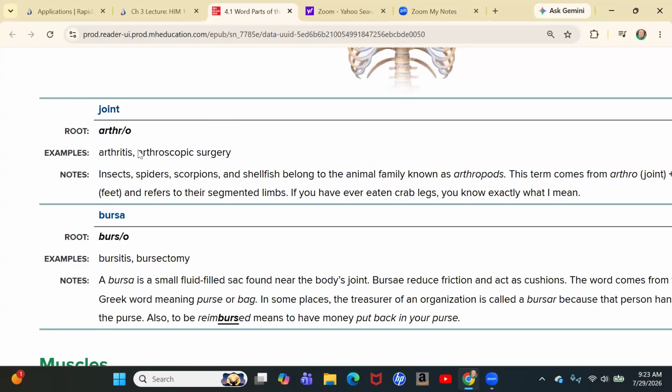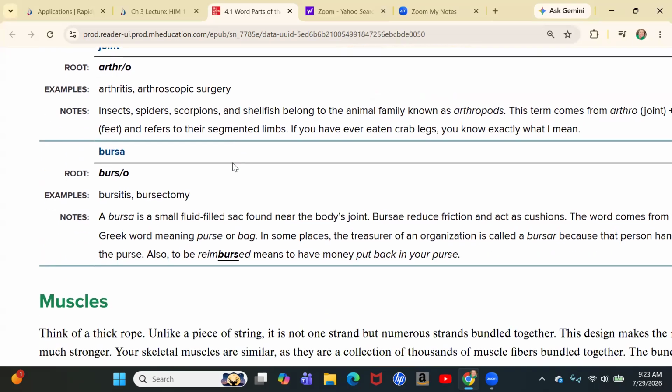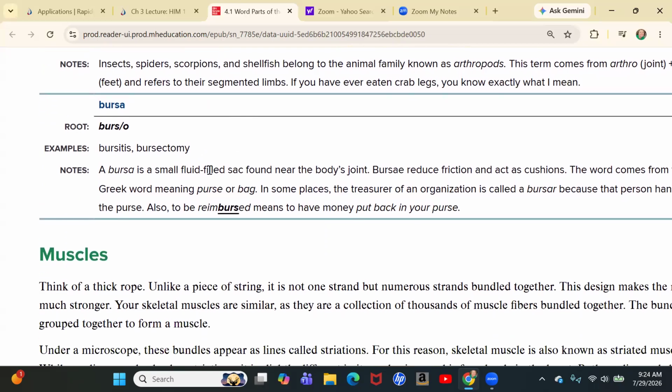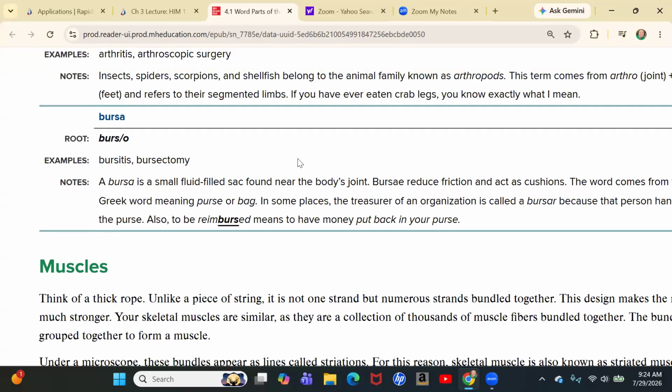Where two bones come together, that is called a joint, and the combining form for that is arthro. Also, within certain types of joints, such as your elbow and your knee, you'll have a fluid-filled sac that aids in the lubrication of the joint, the movement of the joint, and the cushion effect of the joint to reduce friction. That's known as a bursa sac or burso. So bursitis is inflammation of that bursa sac, and a bursectomy or bursotomy is cutting into it or surgically removing it.